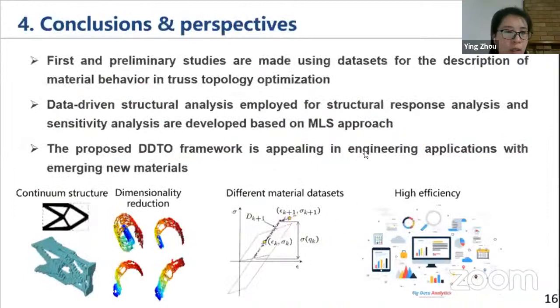So to conclude, to our knowledge, this is the first study of using data sets for the description of material behavior in truss optimization. We use the data-driven structure analysis method and developed the sensitivity analysis with a discrete material data set. And the proposed method might be appealing in engineering applications with emerging new materials.